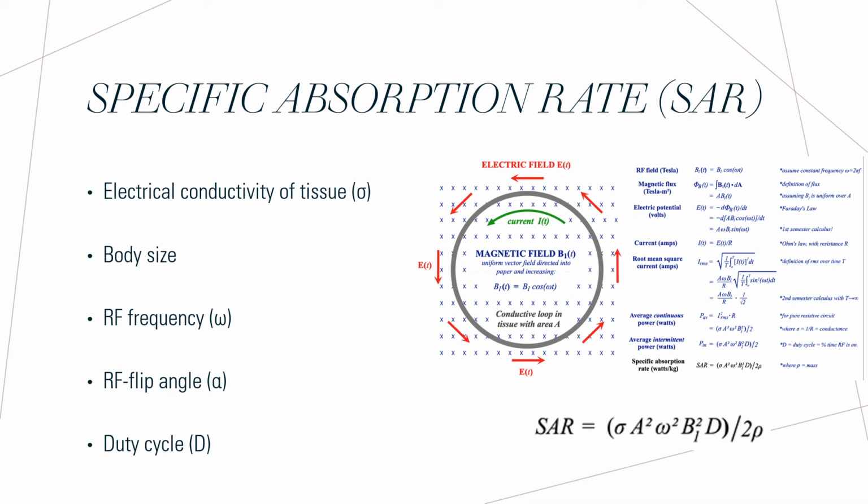The duty cycle represents the percentage of time in the pulse sequence in which radio frequency is transmitted.